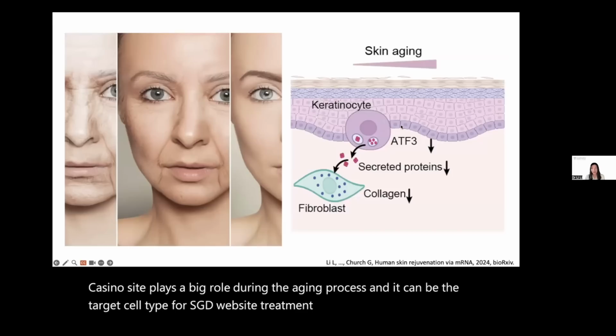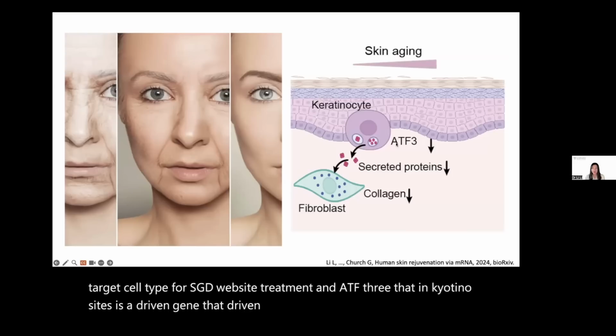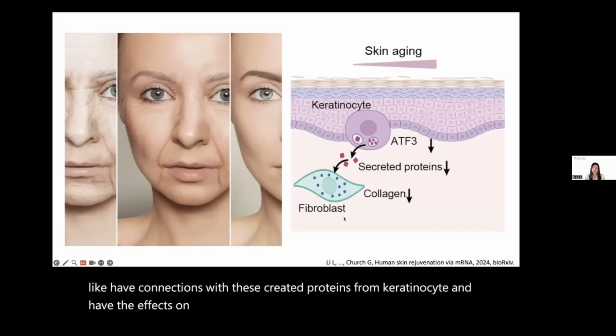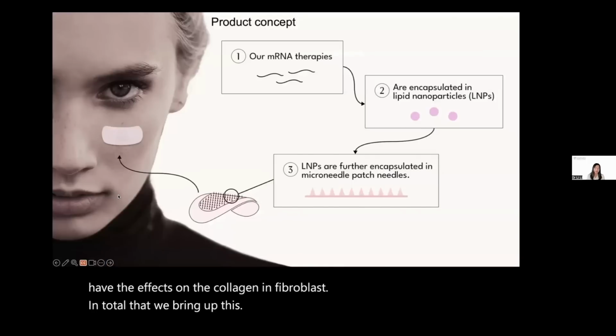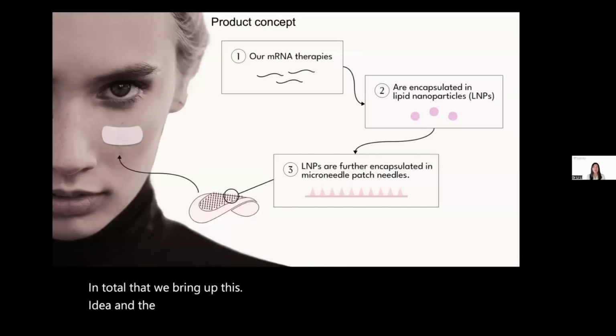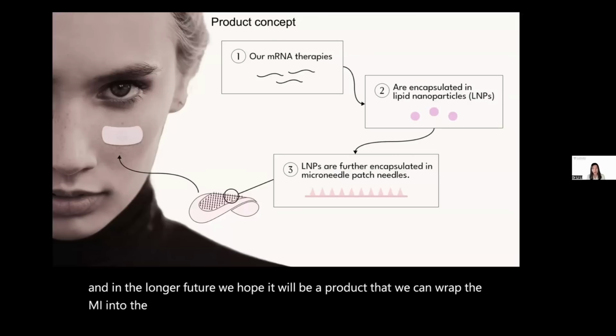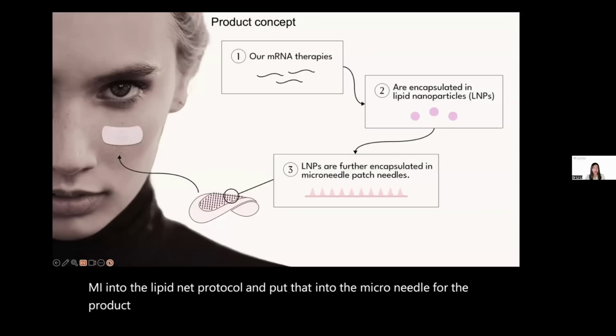And ATF3 in keratinocytes is a driver gene that drives the skin aging process, and it has connections with secreted proteins from keratinocytes that have effects on the collagens in fibroblasts. In total, we bring up this idea, concept and results of skin rejuvenation via mRNA by ATF3. And in the longer future, we hope it will be a product where we wrap the mRNA into lipid nanoparticles and put that into a microneedle, so everyone can use this.